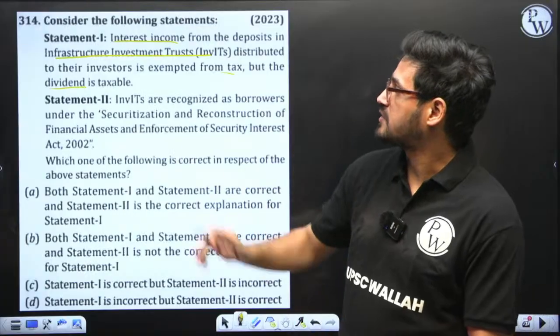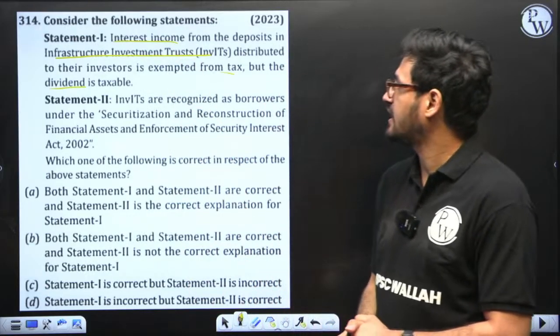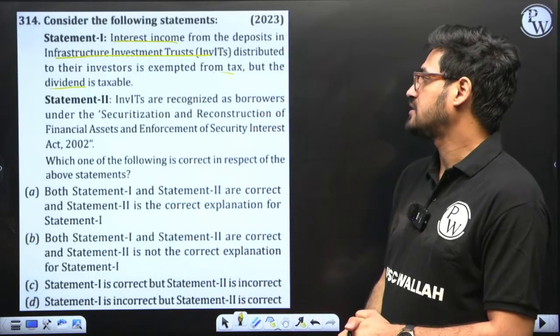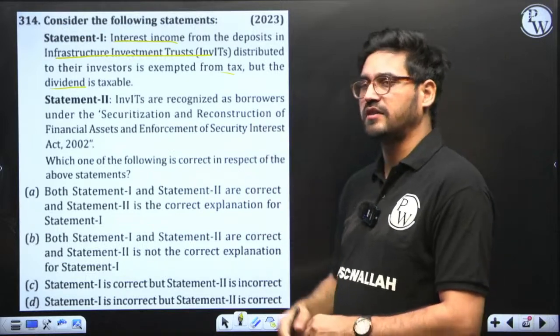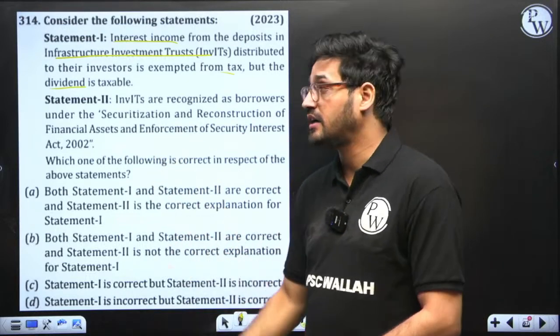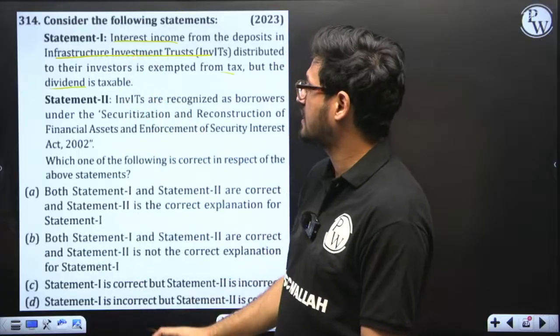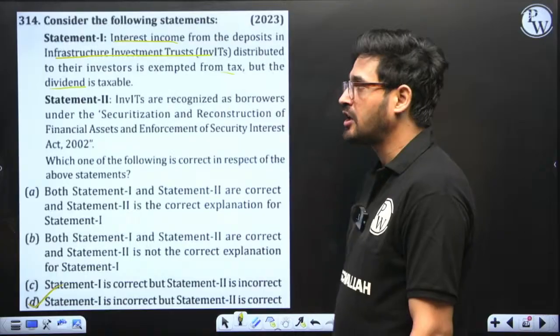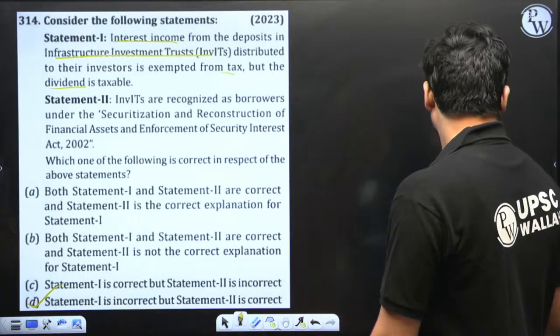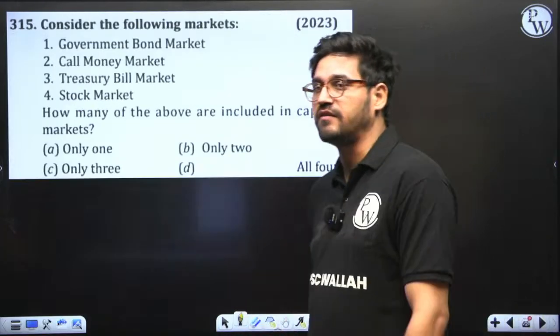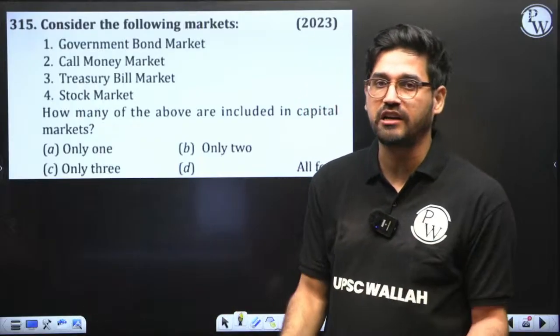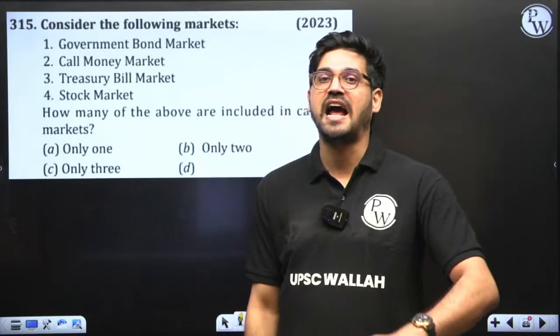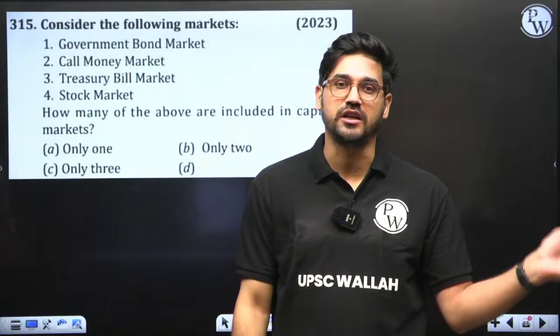First one is incorrect. The second one says InvITs are recognized as borrowers under the securitization under the SARFAESI Act, which is also correct. Now, this is a question based out of current affairs back in the day. Statement 1 is incorrect. Statement 2 is correct. The answer has to be D. You can think of InvITs essentially as some sort of mutual funds, in which case they are sourcing money from a lot of people, investing it into infrastructure projects and giving you income based out of those returns that they generate.